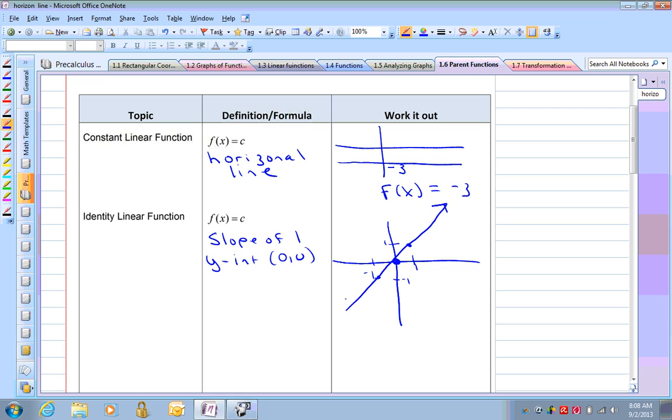And again, this is something you would think of as the parent function of a linear function, but it's called an identity linear function. We would write that as f of x equals x. Slope of 1, no y-intercept, or 0, 0 for our y-intercept. All right, let's move on.